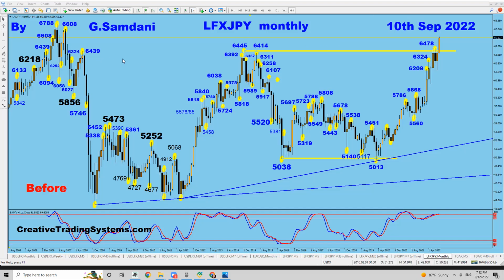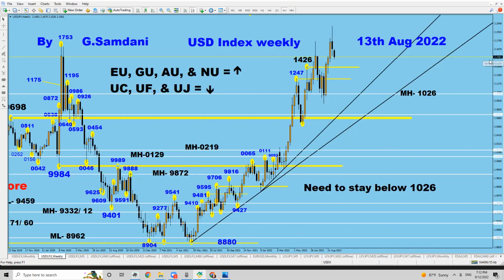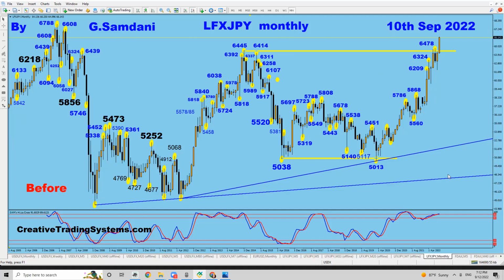So I'm making this video about the yen index. So let's get started. Yen index analysis. This is the yen index monthly chart. I made it on the 10th, which was Saturday, I guess, right? And I was expecting a turn on this yen, on a weekly chart, that maybe it will make the turn and go to the downside. Sorry, this is actually USD index. Forget about that.